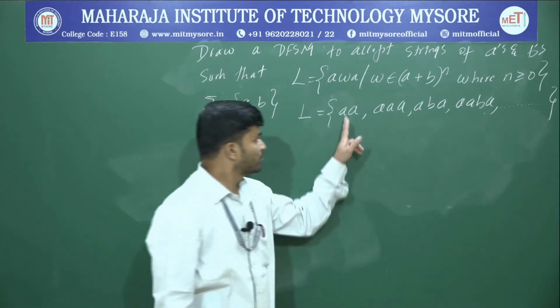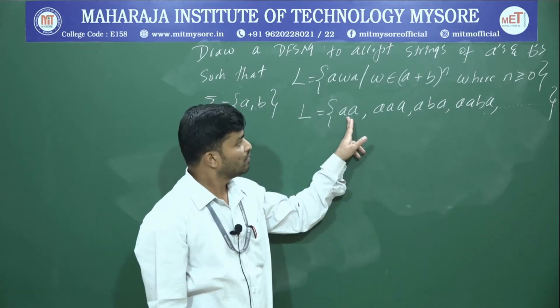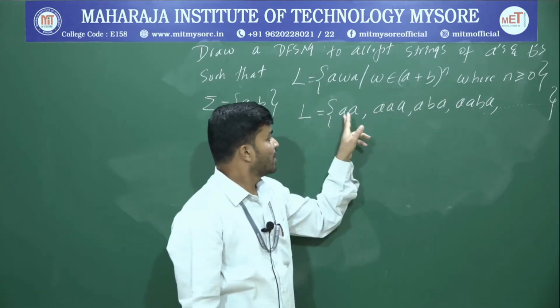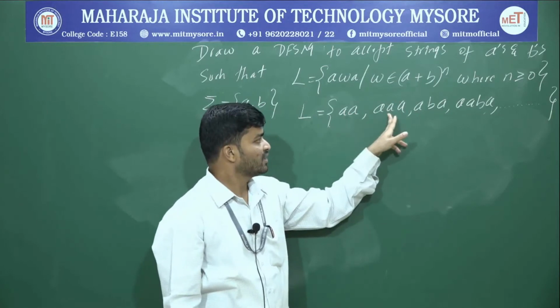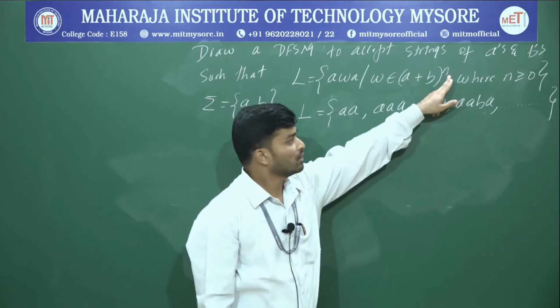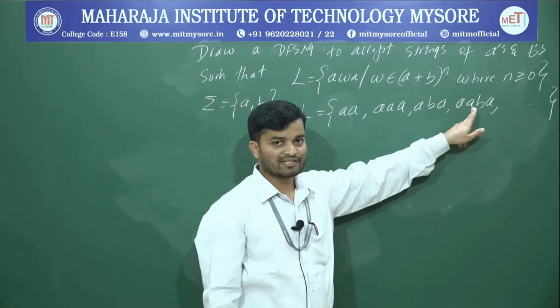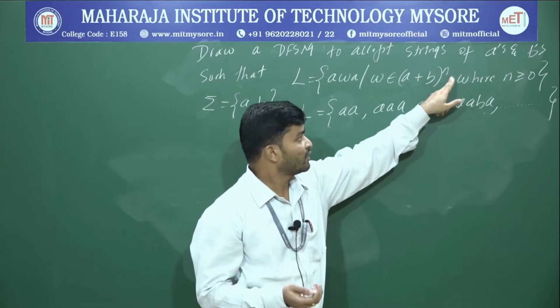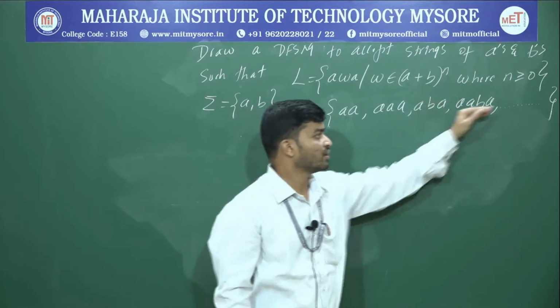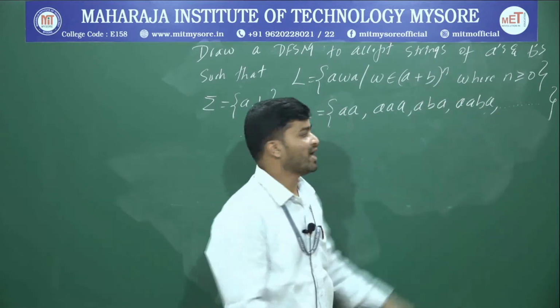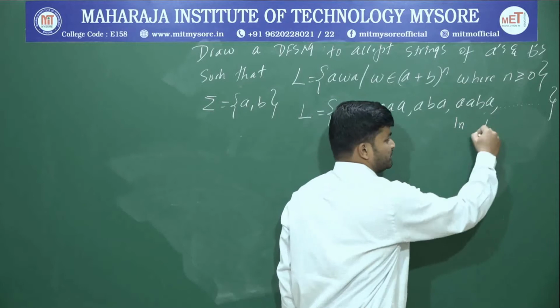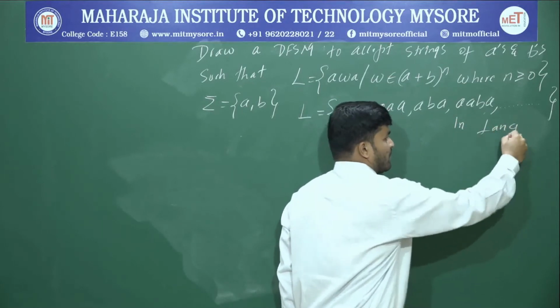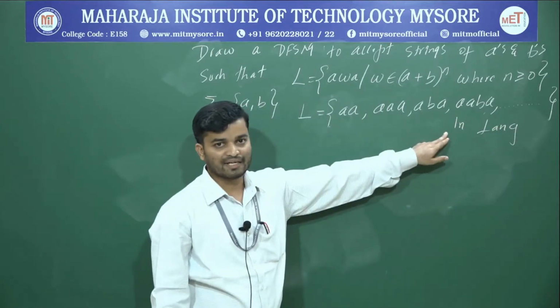Initially I have epsilon when n is 0, and I will get either A or B when n is equal to 1, and I will get combinations of A's and B's when n becomes 2, and that will continue. I do not know the value of n, so I can form an infinite number of strings. Therefore the language is an infinite language.